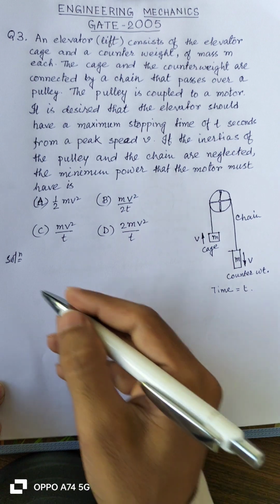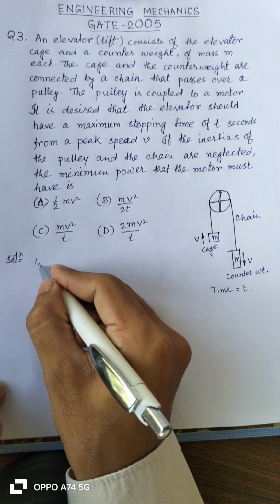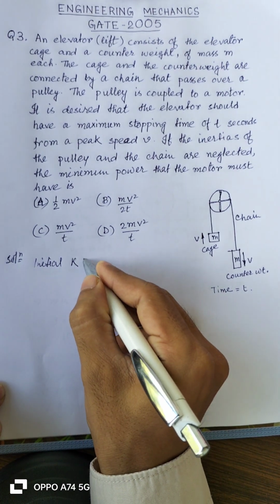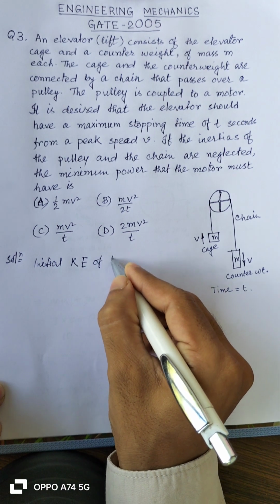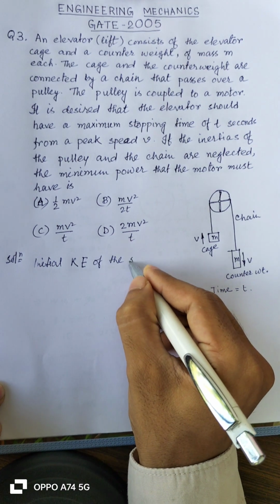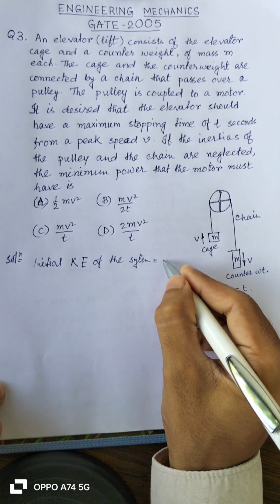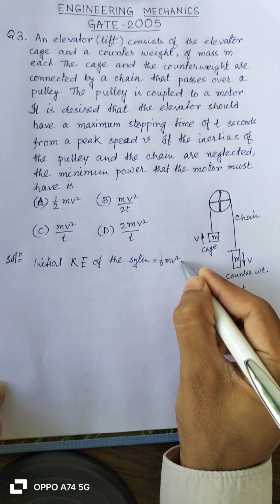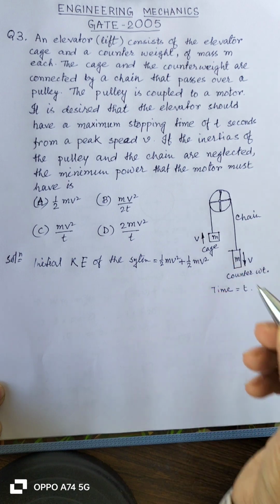So let me write down. The initial kinetic energy of the system is equal to half m v square plus half m v square.